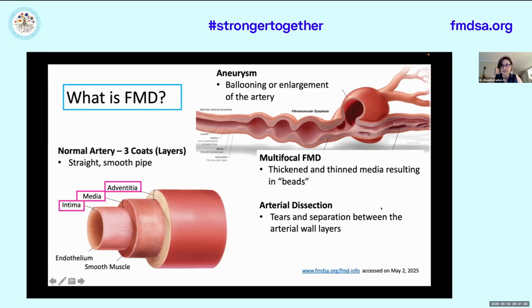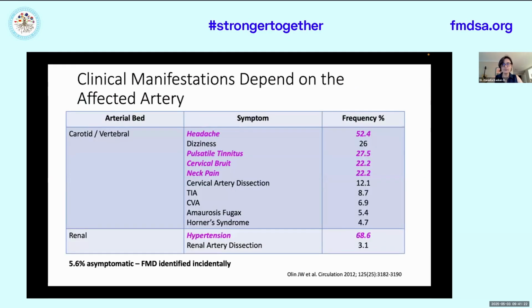This beautiful image is actually available on the FMDSA website, and I think Santi Ganesh's lab created it, but there's a lot of great information there, and so I just echo what Pam said about using that resource.